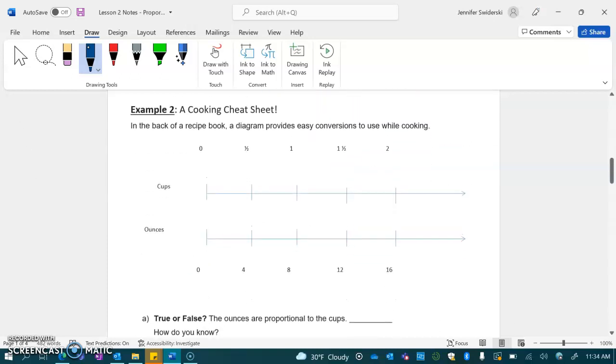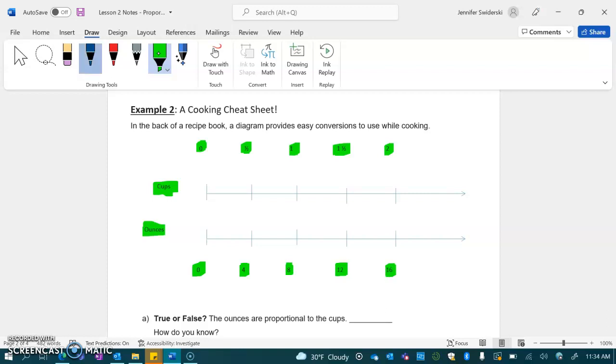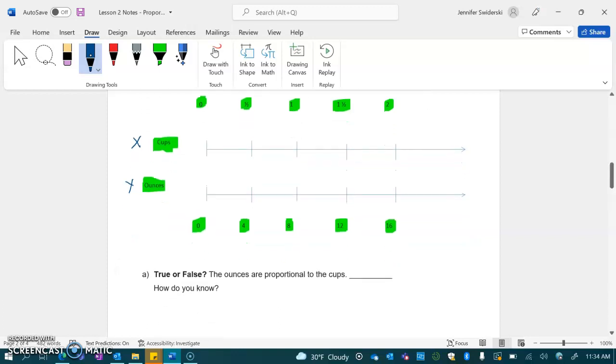All right, number 2 says, in the back of a recipe book, a diagram provides easy conversions to use while cooking. So here you're going to see cups and you're going to see ounces. For 0 cups, it's 0 ounces. For a half a cup, that's the same as 4 ounces. 1 cup, the same as 8. 1 1/2, the same as 12. 2 is the same as 16. So if this is my x and this is my y, they want me to look at my y over my x to decide if they're proportional.